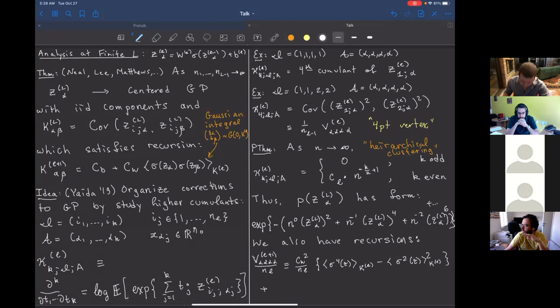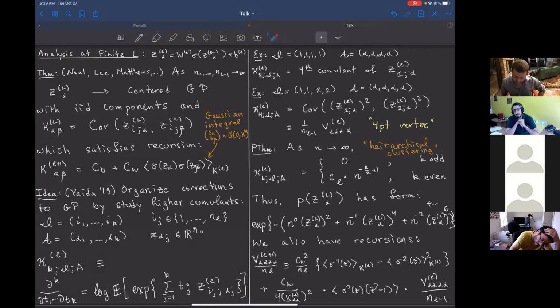Okay, plus there's some other order 1 constant that you need to compute for K. So this is K_L alpha alpha squared times sigma squared of z squared minus 1. That's like a Hermite polynomial times V_L alpha alpha alpha alpha over N_{L-1}. Okay, so this recursion might look scary, but it's actually not too bad, right?